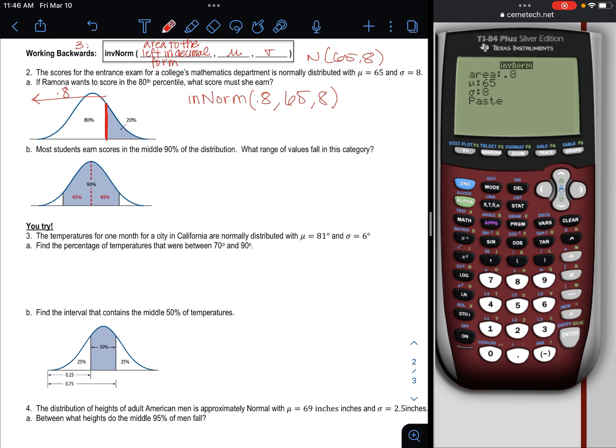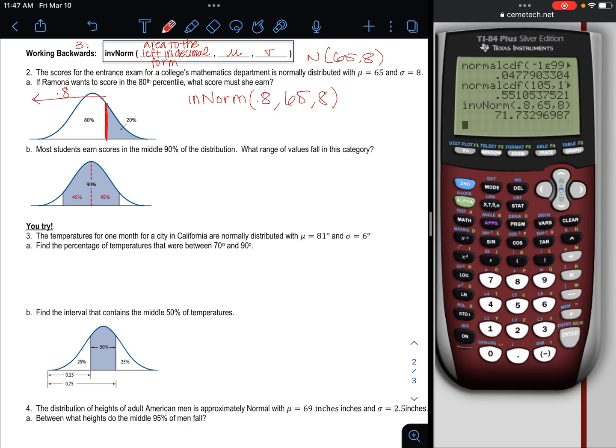Now, if you have a color calculator, underneath that it says something else. Let me look at the calculator that I have in front of me. Oh, it says tail: left, center, or right. Just keep it on left. Technically you could have done right and 0.2 and it'll give you the right answer, but let's all keep it left and always do the area to the left. Hit paste, hit enter, and it's going to tell you what that value is.